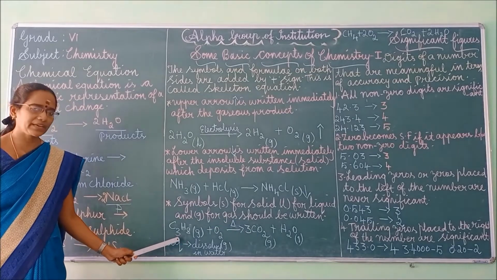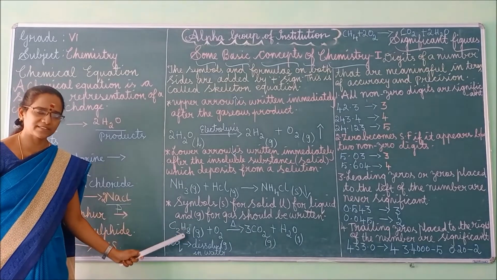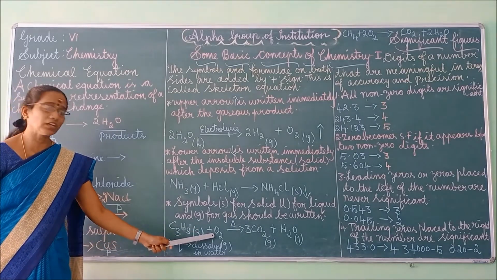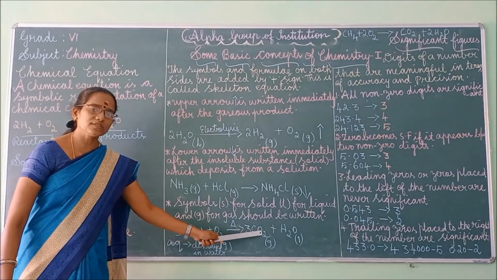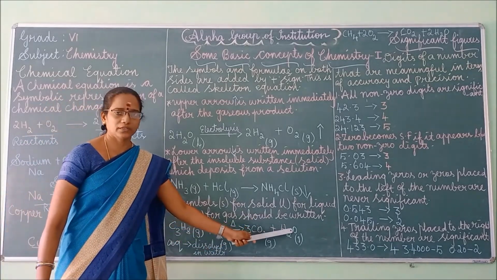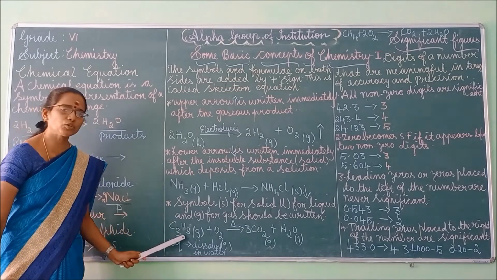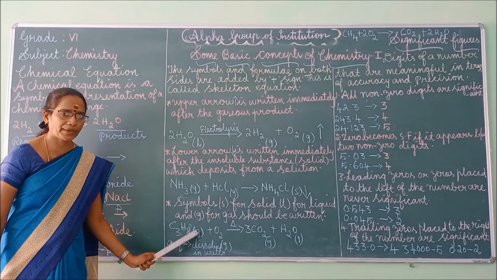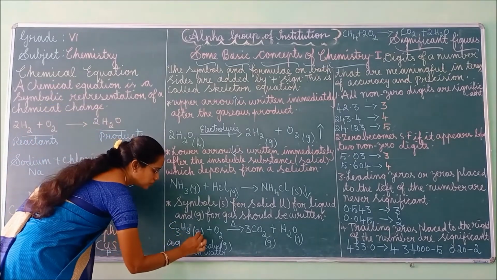For example, we can take C3H8. C3H8 is propane, it is a gas. When it reacts with oxygen, O2, it gives 3 molecules of carbon dioxide, CO2, plus water. This substance we get from this chemical equation. Here you have to mention the state. This C3H8 is nothing but propane gas, so it is a gas, so we have to mention G.